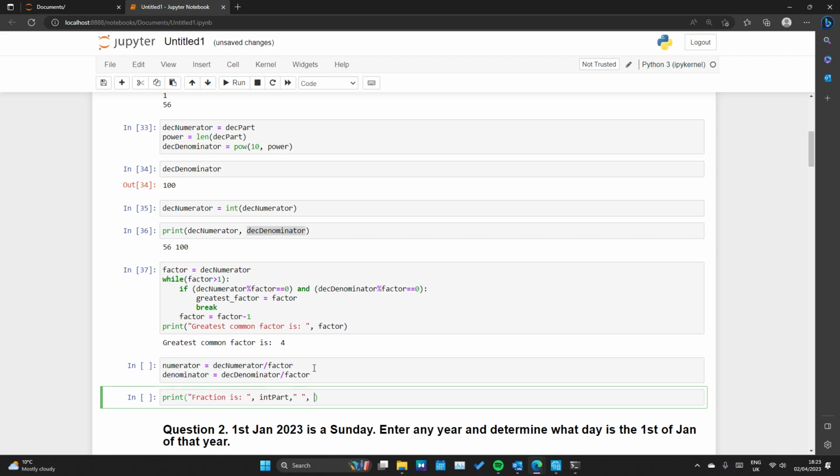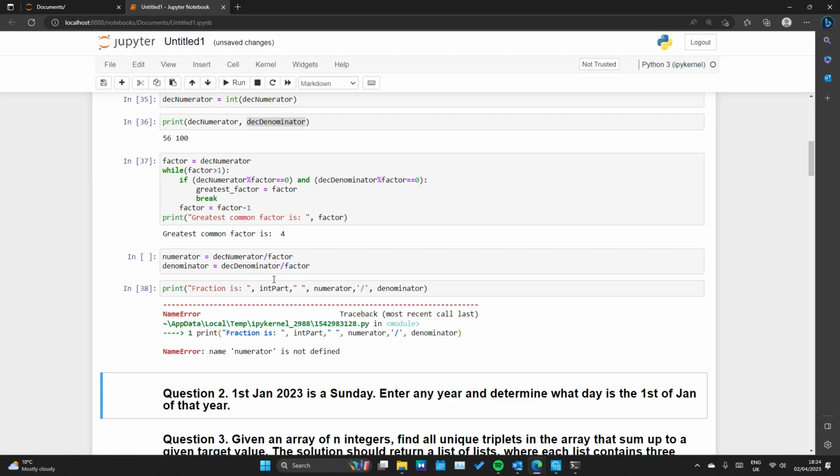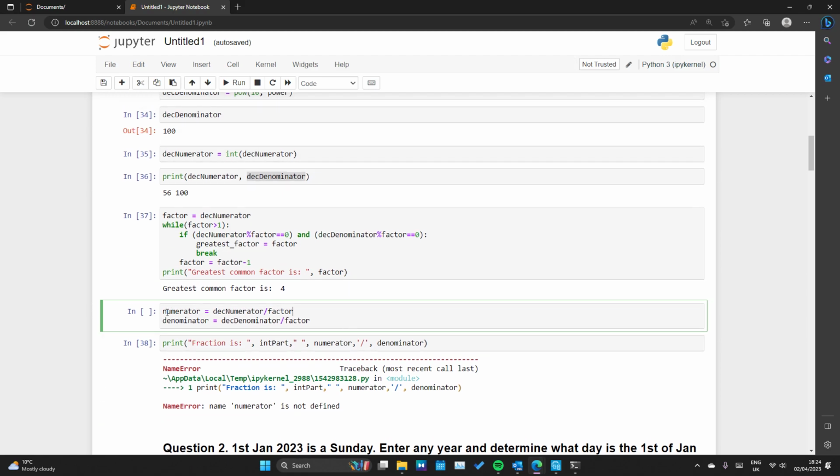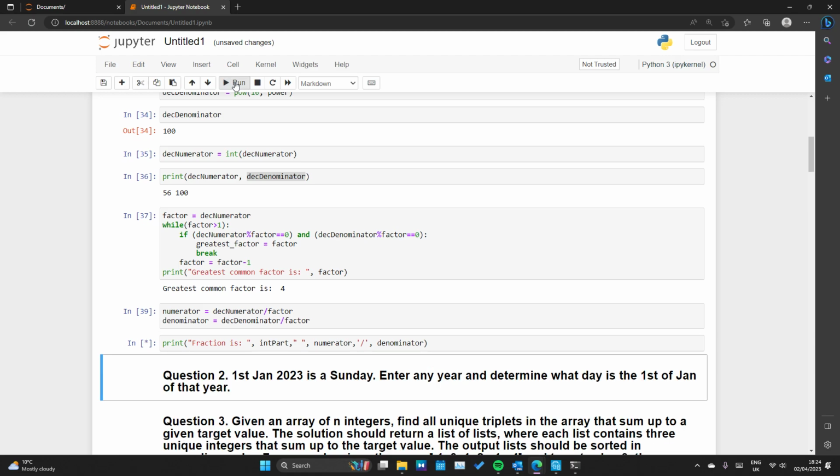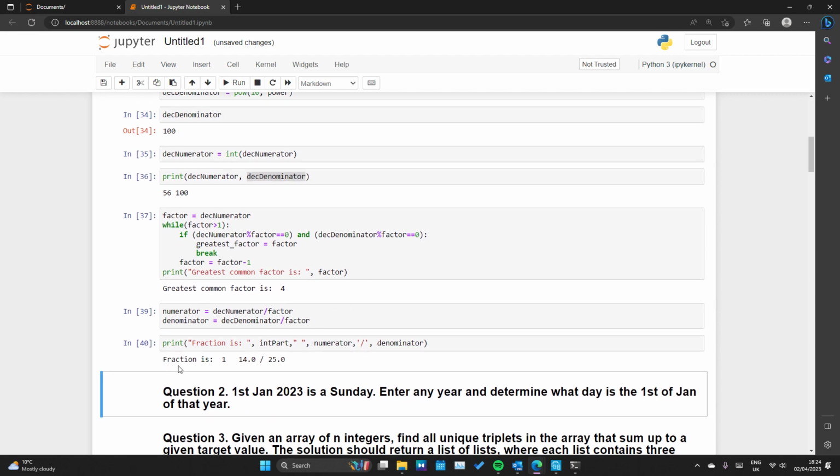So I'm just gonna write the numerator, and then between numerator and denominator I'm just gonna put front slash. And then I can take the denominator and put here. Okay, so let's print this, and we will see that there is an error. That's because I didn't run this cell yet, so I will run it. So our answer is fraction is 1/14/25.